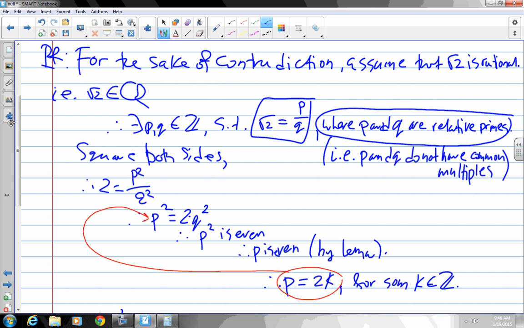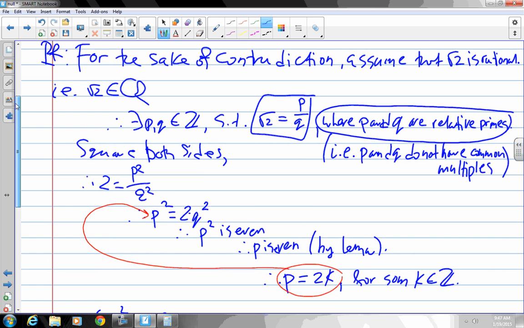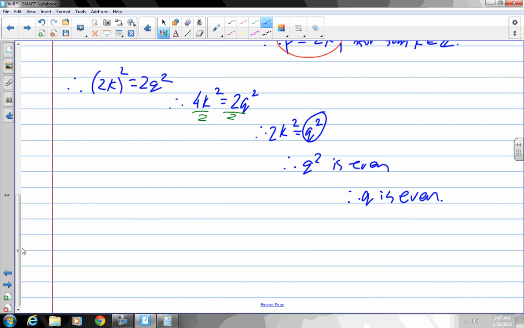That's my contradiction. P and Q cannot both be even. Because if they are, I can reduce them to the point where at least one of them is not even. But this says, no, they're always going to be even. So that's my contradiction. Therefore, my assumption is wrong. Therefore, square root of 2 has to be irrational. So that's a contradiction. Sometimes we write contradictions like that. We have two arguments that collapsed.